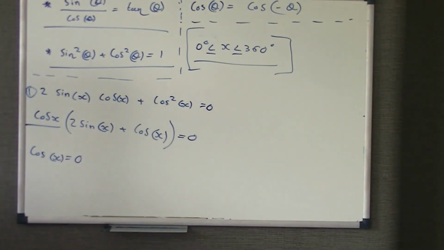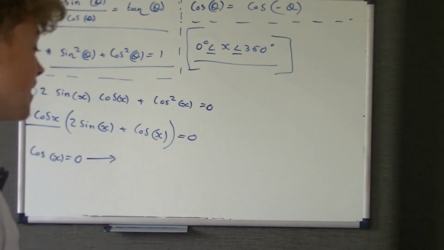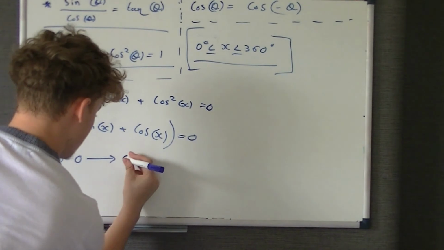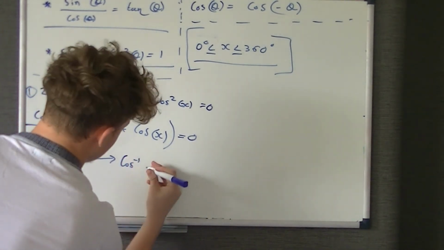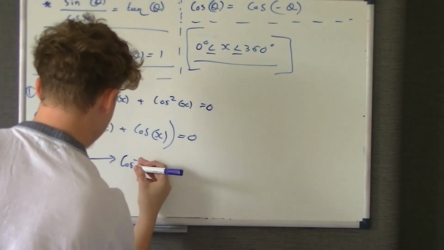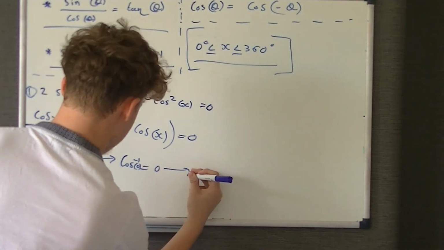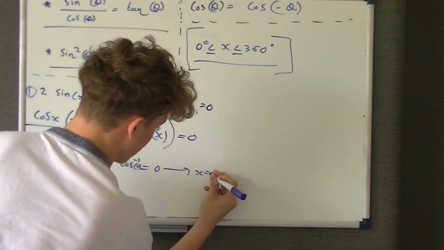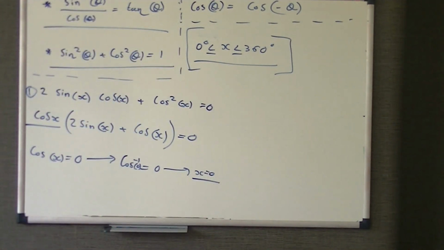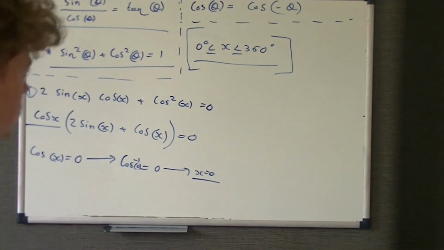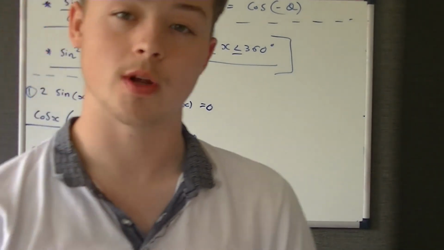So if we inverse cos both sides, you need to show your work. It's obvious, you know the answer, but you can't just pluck a number out of thin air. Inverse cos of 0 equals 0, and therefore x equals 0. And I go, well, that's it. Yeah, it is between 0 and 360 degrees.